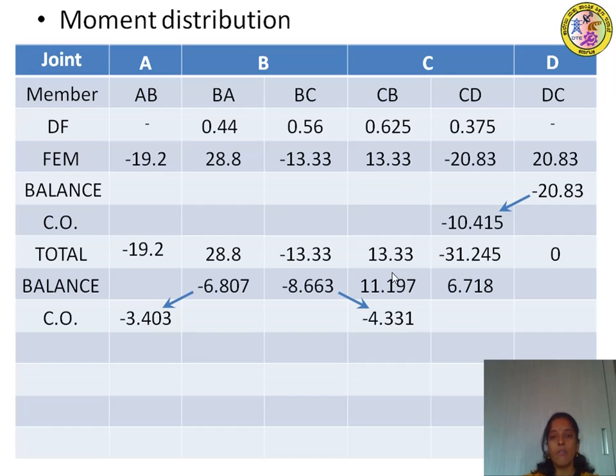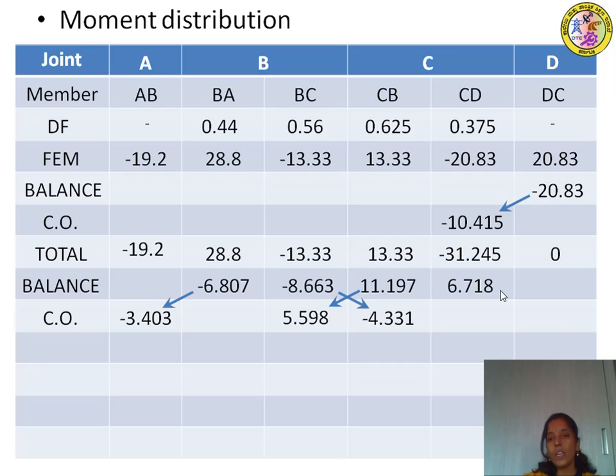Next, similarly from CB to BC. The moment 11.197, half of this moment will be carried from CB to BC. So half of 11.197 will be equal to 5.598.